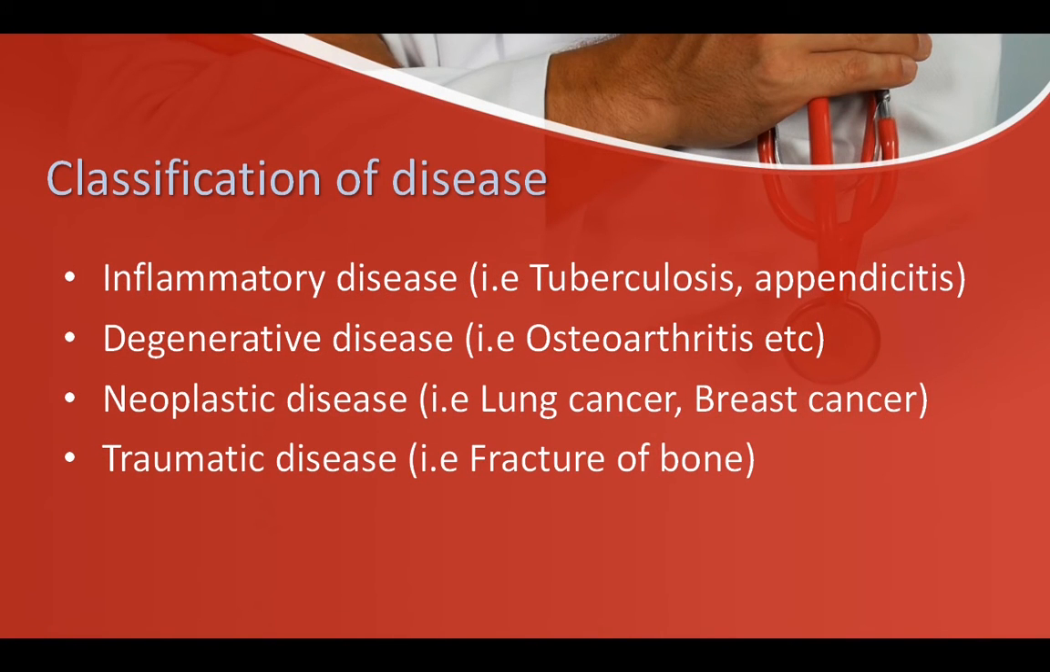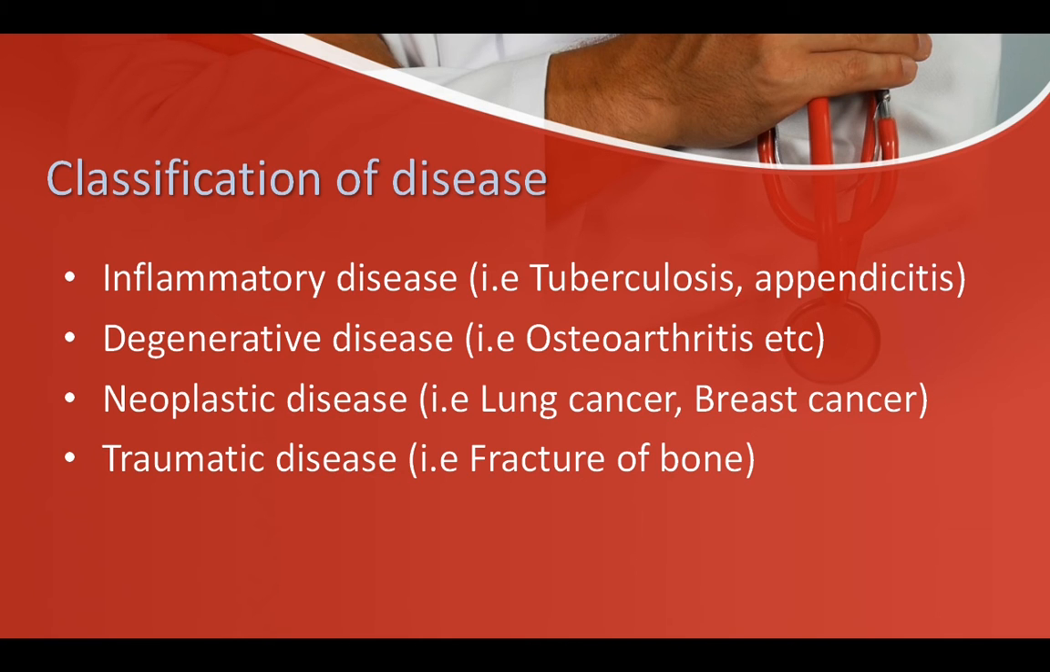Classification of disease. First, inflammatory disease. Examples of inflammatory disease are tuberculosis and appendicitis. Second, degenerative disease. An example of degenerative disease is osteoarthritis, etc. Third, neoplastic disease. Examples of neoplastic disease are lung cancer and breast cancer.